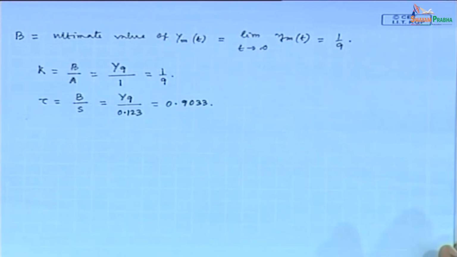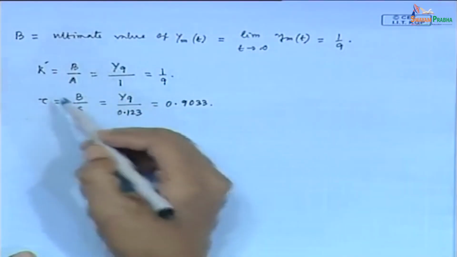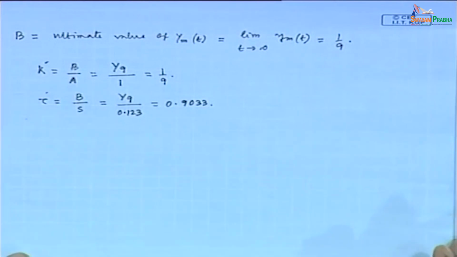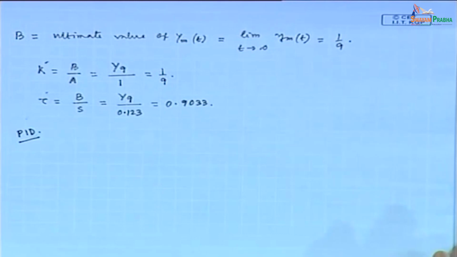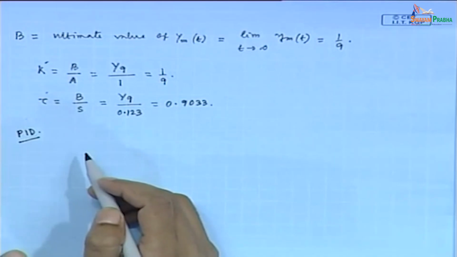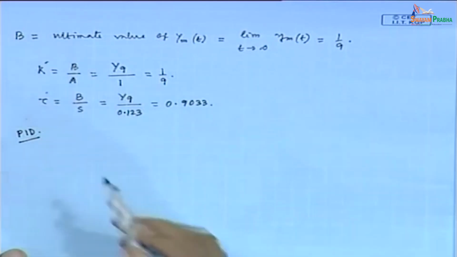In the Cohen-Coon method, basically the response of chemical processes subjected to step input can be approximated by the response of a first order plus dead time system. So, accordingly we have determined the K, tau and Td. Now, what controller have we used? PID controller. They have proposed the expressions for Kc, tau I and tau d as functions of this K, tau and Td.